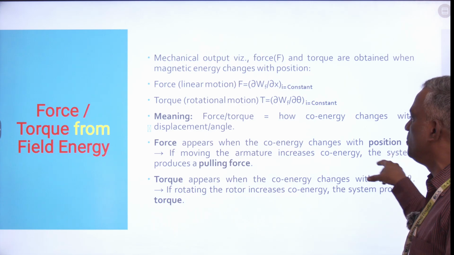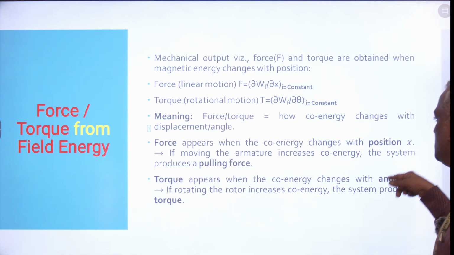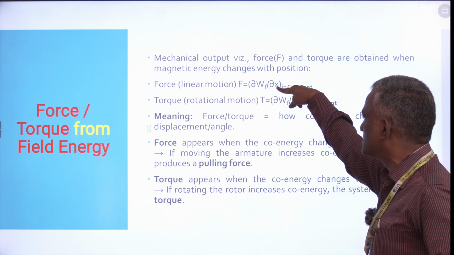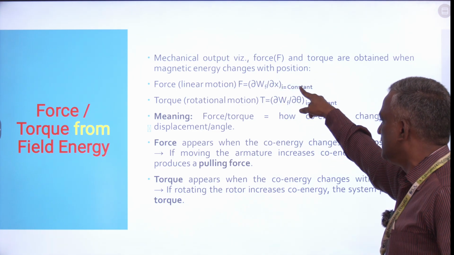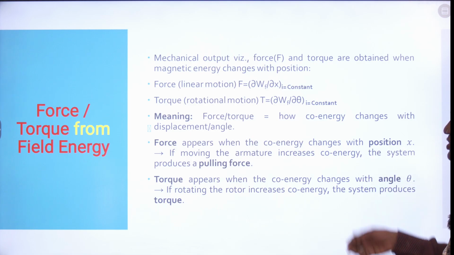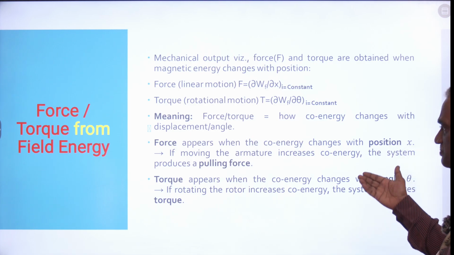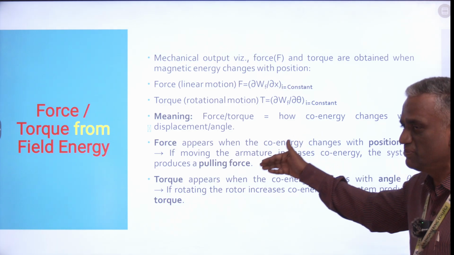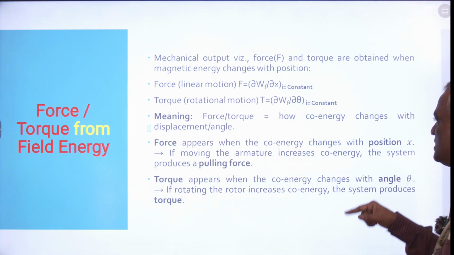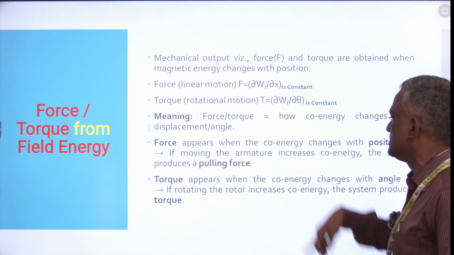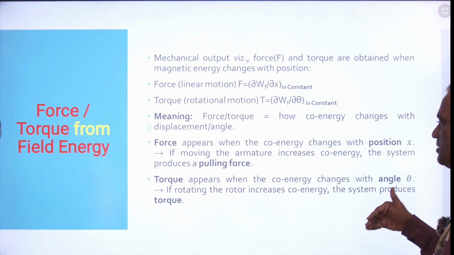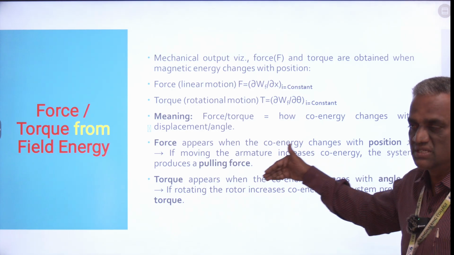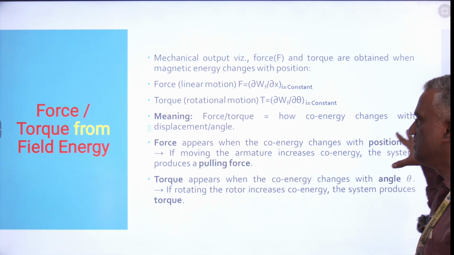To put it in simple points, force or torque is how the co-energy changes with respect to the displacement, that is x, and the angle theta. These last two points are very important. What is this force? The force appears when the co-energy changes with the position x. The inference is that if moving the armature increases co-energy, the system will produce a pulling force.